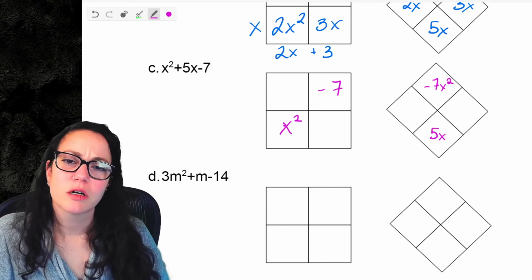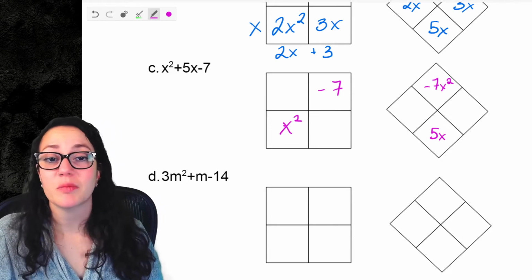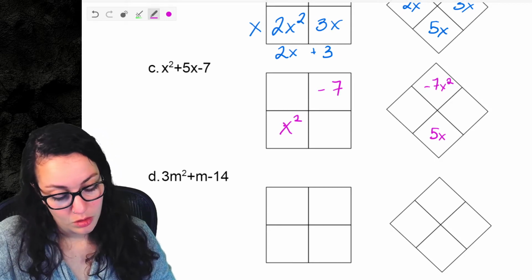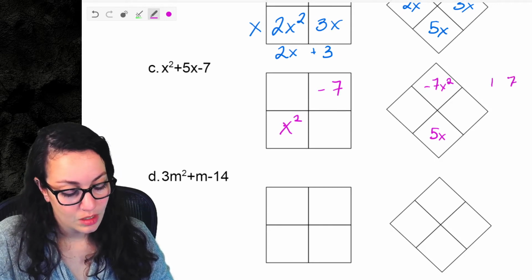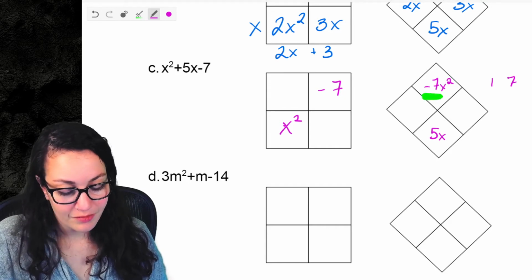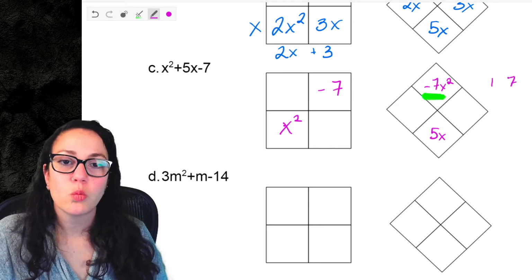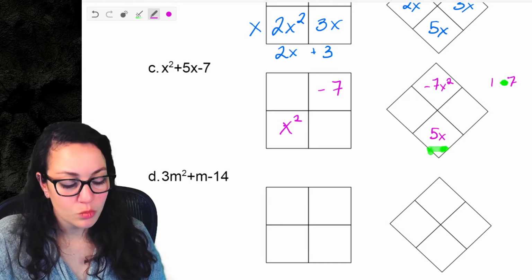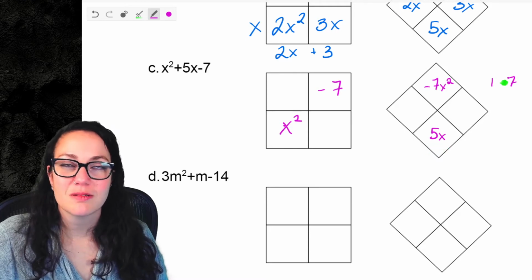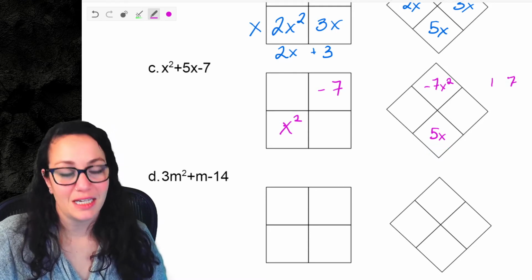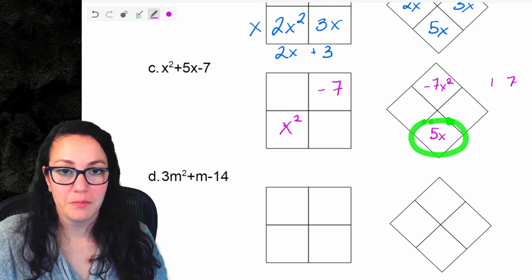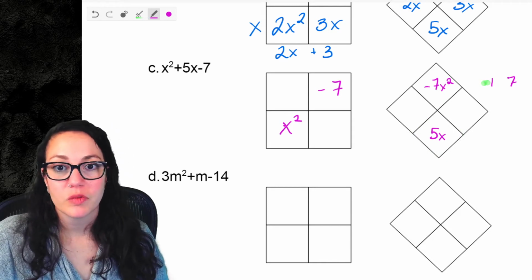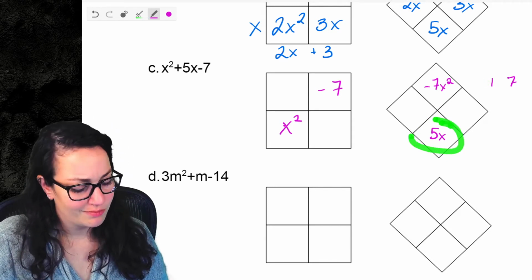Now this one's a little weird. I don't see anything right off the bat, so I'm going to make my list. So things that multiply to 7 are 1 and 7. And since this is a -7, I'm not sure which should be negative to get to a positive 5x. So if my 7 was negative and I added those together, -7 plus 1 is -6. That's not 5x, so it can't be that. But what if the 1 was negative? -1 plus 7 is +6, which is, again, not 5x.